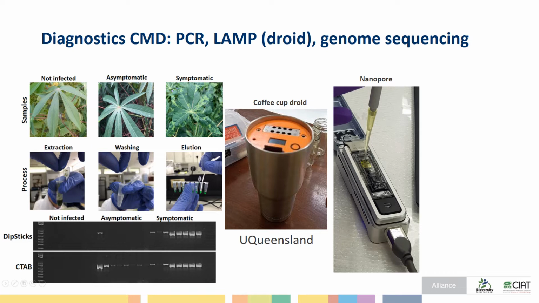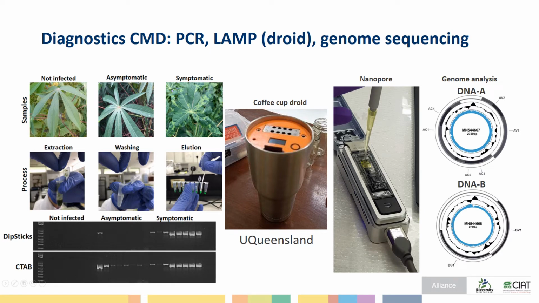We have standardized CTAB and dipstick protocols. The team in Australia has been working on a droid to detect Sri Lanka cassava mosaic virus in the field. And also we have been working on the nanopore protocol to detect and sequence the complete genome of the virus.